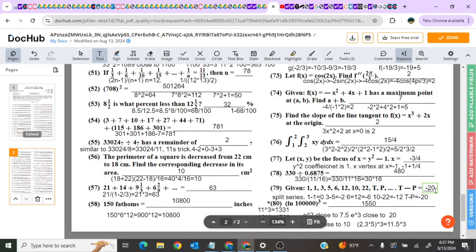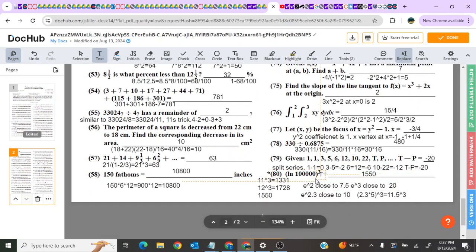Finally, 80, probably the hardest approximation question I've seen: ln of 100,000 cubed. This is really jank and weird. So square root of x is pretty close to 7.5, and e cubed is close to 20. So you should recognize that 10 is approximately e to the power of 2.3. So ln of 10 is around 2.3. Then there are 5 zeros, so you multiply that number by 5. 2.3 times 5 is equal to 11.5.